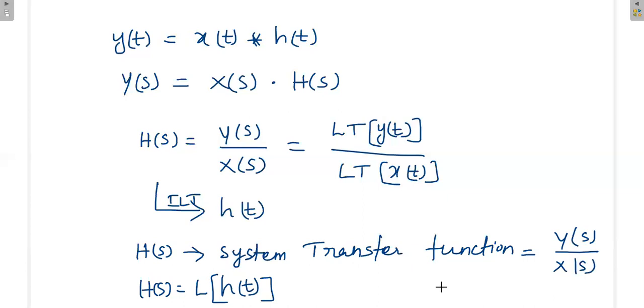Okay, why do we call this h of s the system transfer function? See, h of s will be equal to y of s when x of s is equal to 1. Because when you apply an impulse as input, x of s is equal to 1. Then h of s is equal to y of s. So that's why the impulse response is the same as the output response when you apply an impulse as input.